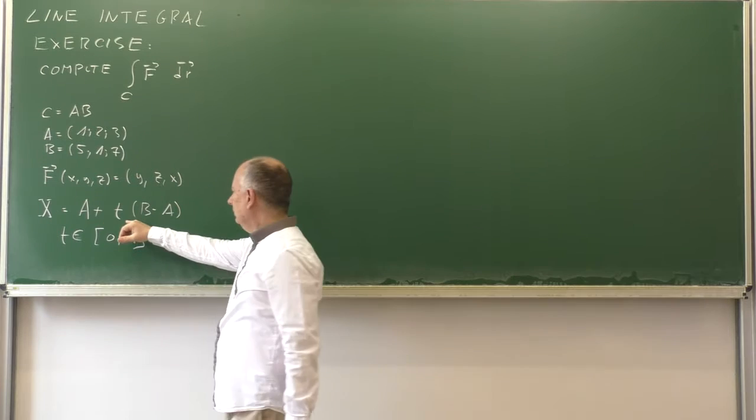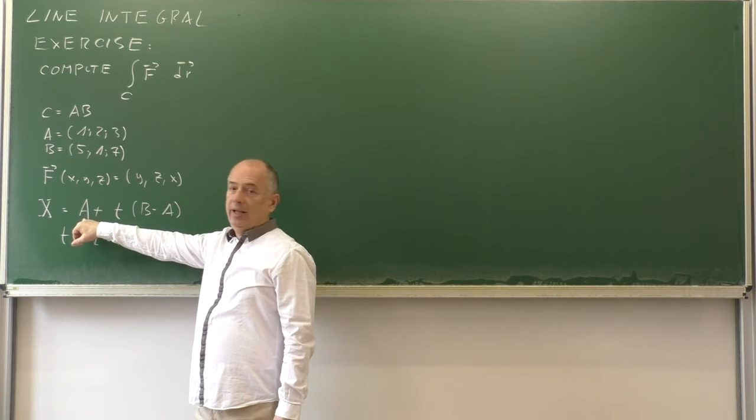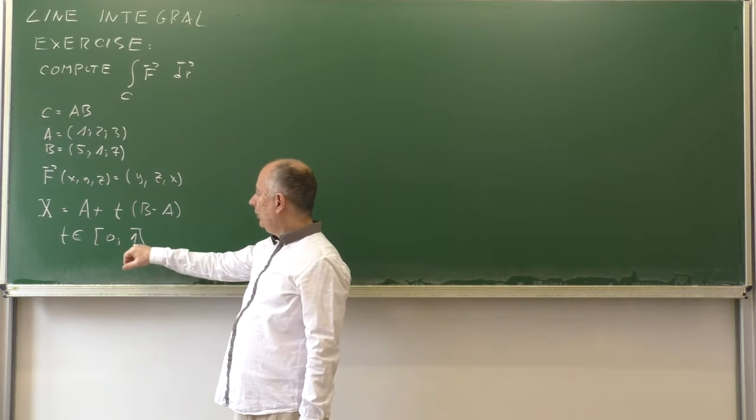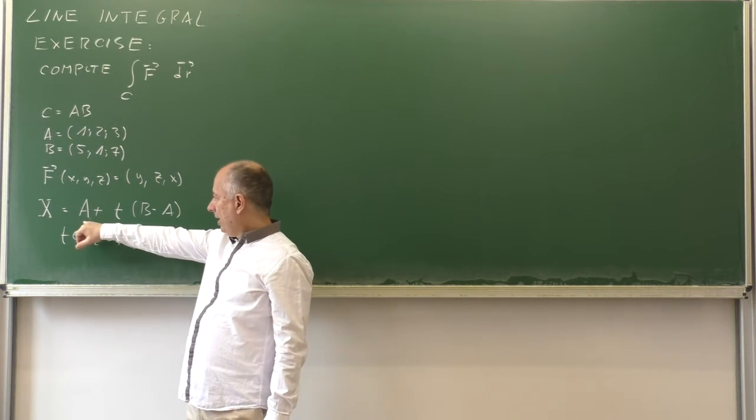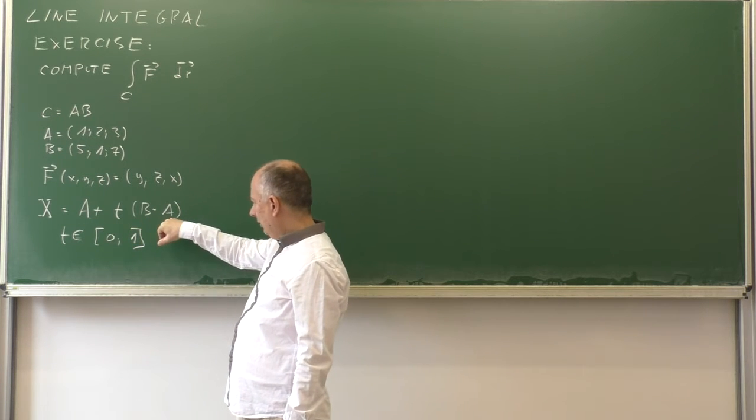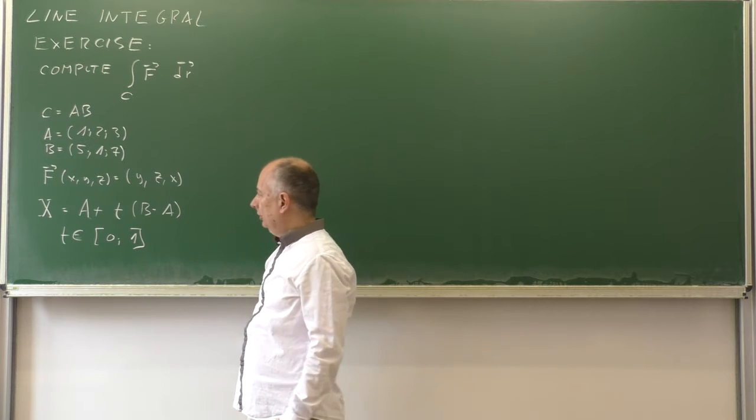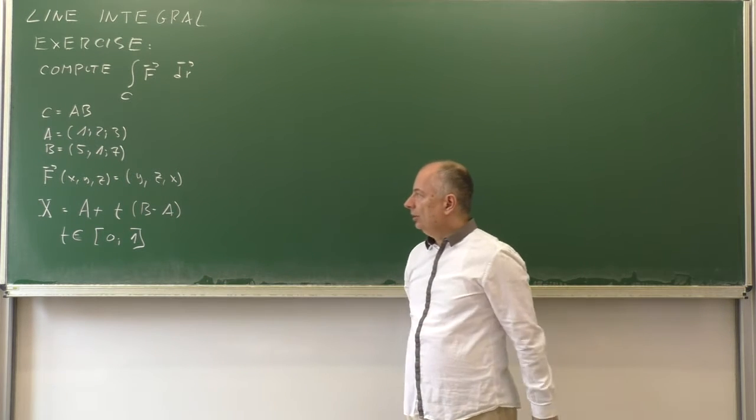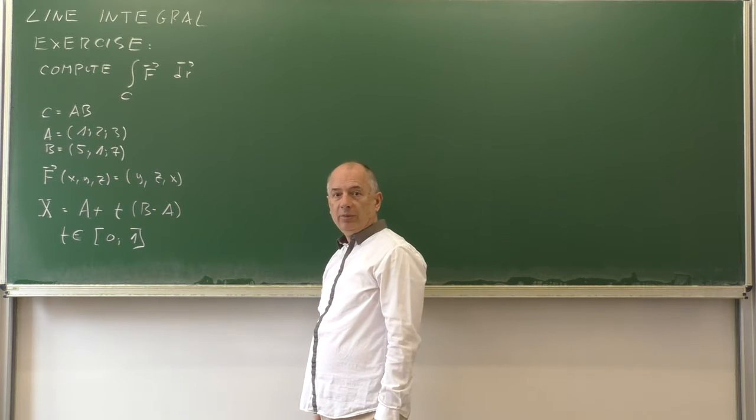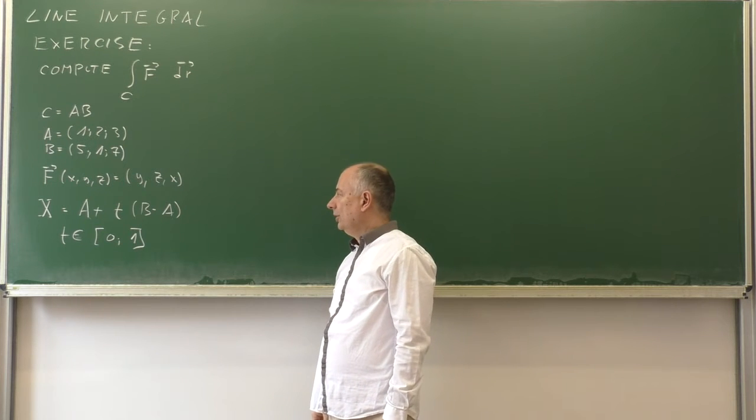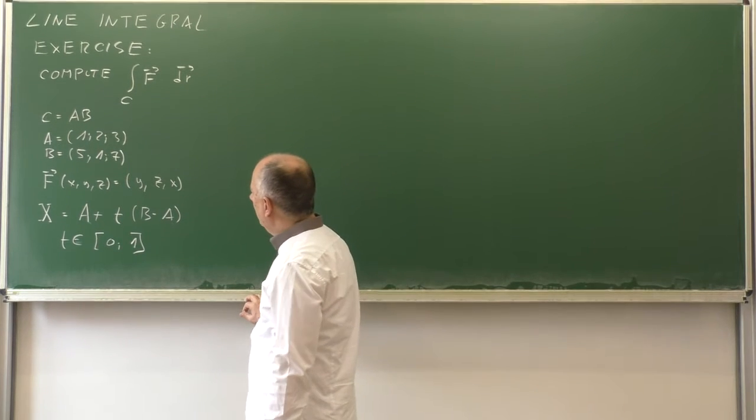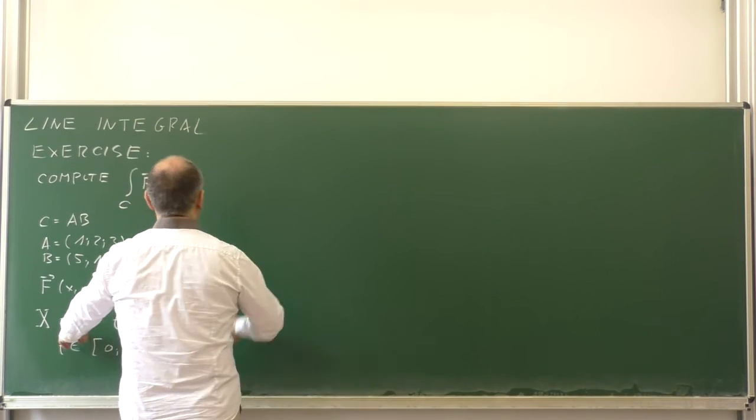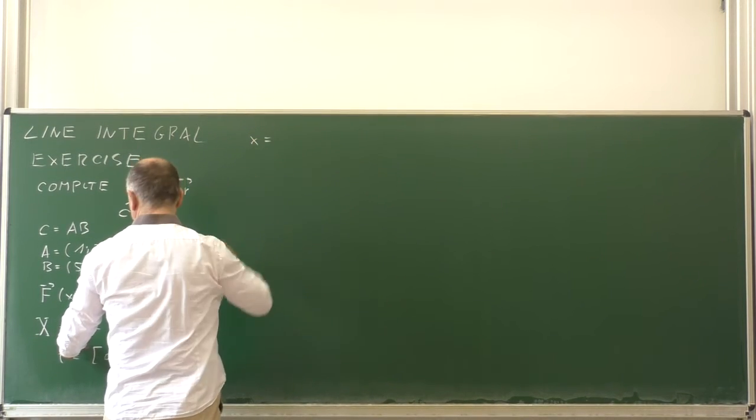If t is 0, then we are at A, the initial point of the curve. And when t is 1, then A plus B minus A is B, the endpoint. This is perhaps the first, the simplest, straightforward parameterization of such a segment. So, this is in the vector form, and let's write it in components.